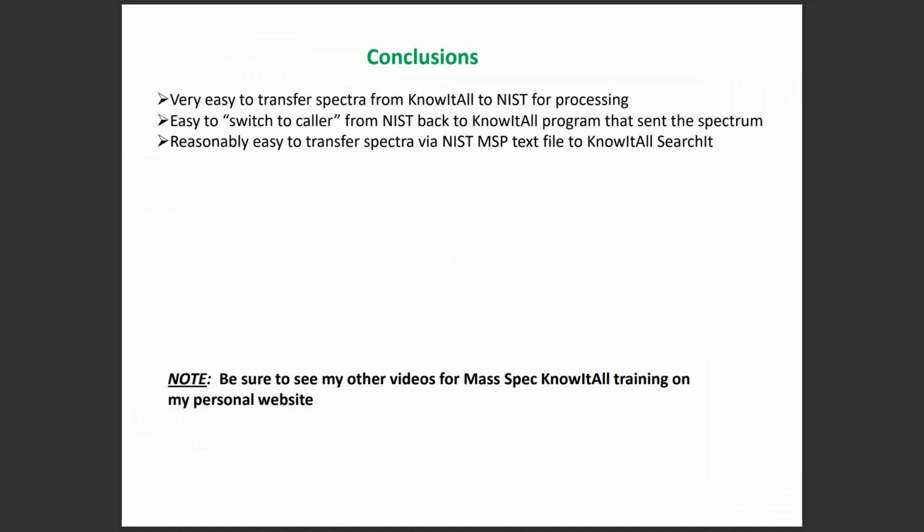So in conclusion, it's very easy to transfer spectra from KnowItAll to NIST for processing. And it's easy to switch to Caller from NIST back to the KnowItAll program that sent the spectrum originally. And it's also reasonably easy to transfer spectra via the NIST MSP text file to KnowItAll Search It.